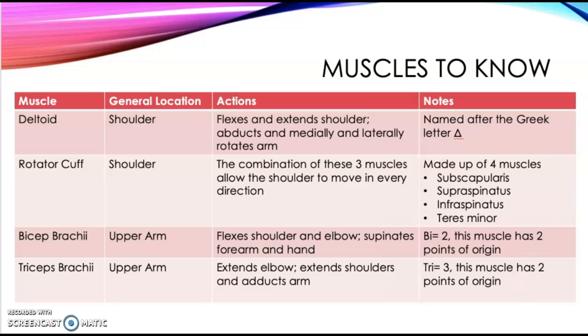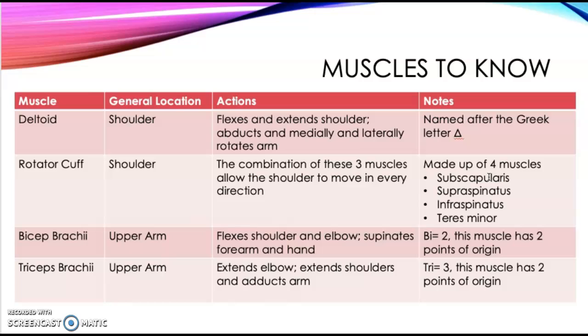So you see we have the deltoid, the rotator cuff, the biceps brachii, and the triceps brachii. I do want to point out with the rotator cuff that is a group of muscles, okay? The rotator cuff is a group of muscles that surround our shoulder, and they help keep our humerus head in socket or in place. And so there are actually 4 muscles, if you see right here, 4 muscles that make up the rotator cuff: the subscapularis, supraspinatus, infraspinatus, and teres minor.